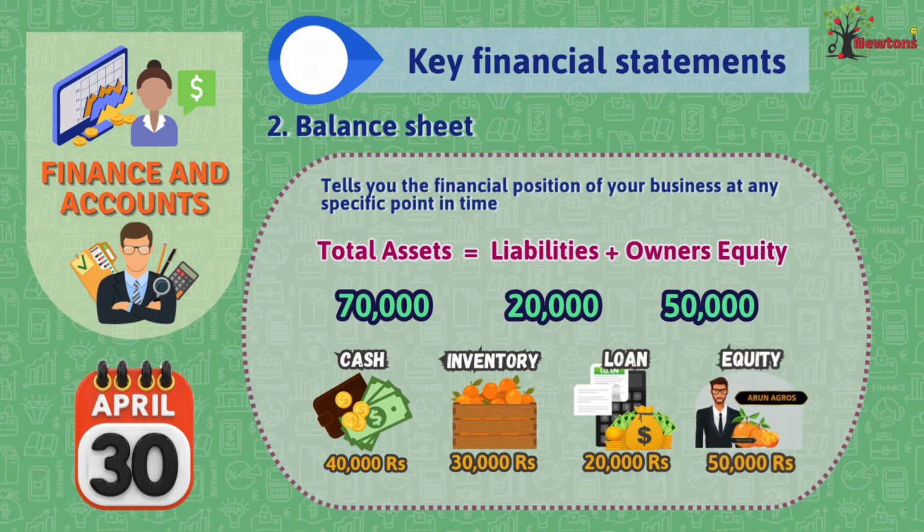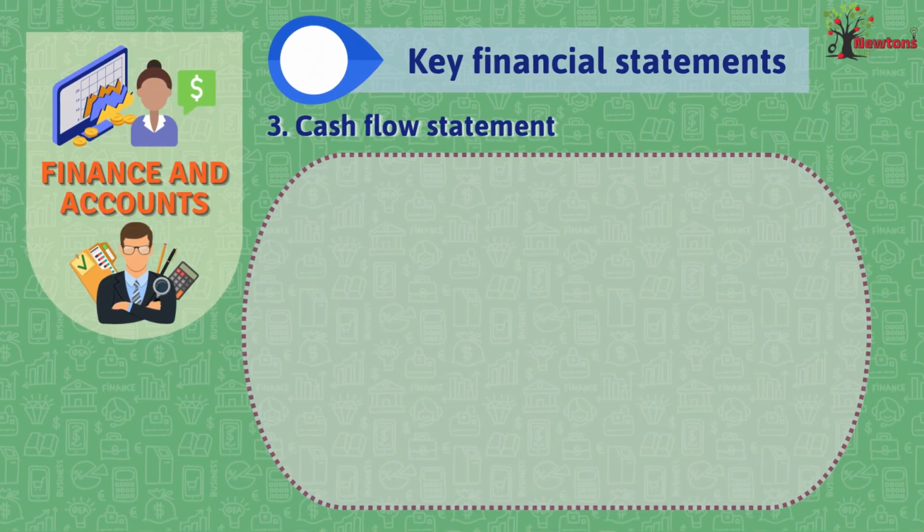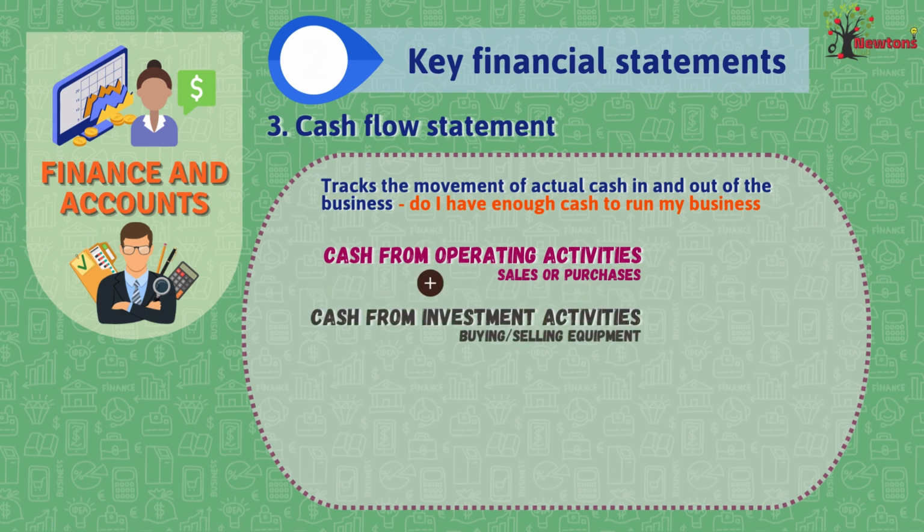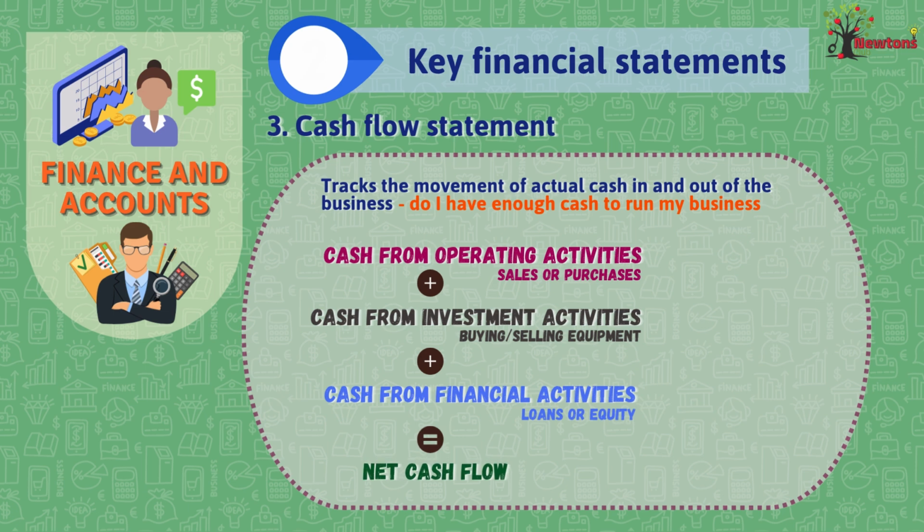Now going to the third statement, cash flow statement. This statement tracks the movement of actual cash in and out of the business. This statement simply answers, do I have enough cash to run my business daily? Simple. And here the structure would be cash from operating activities like sales or purchases, plus cash from investment activities, buying or selling equipment, plus cash from financial activities, loans or owner's capital, is equal to net cash flow.